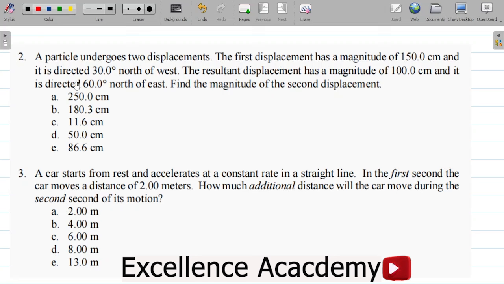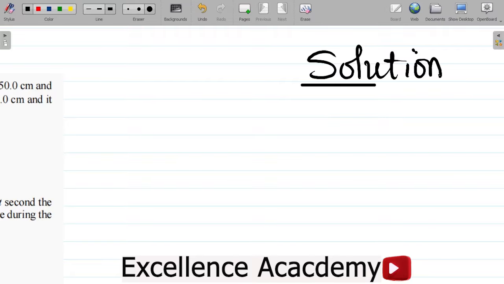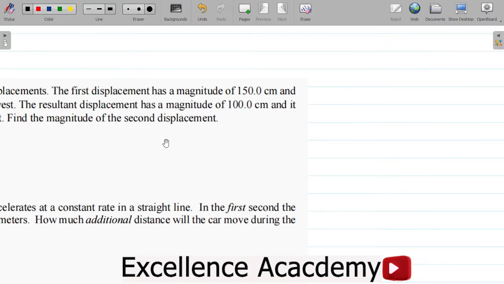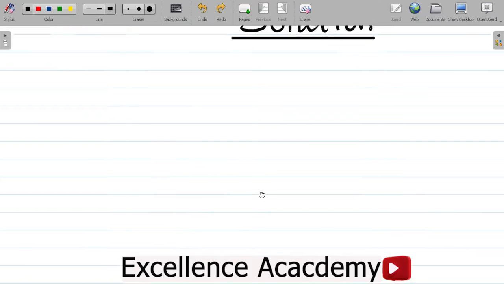All right, you have your options here. Now, how do we solve this question? Go straight to the solution. So, solution for this question, the first thing we want to consider is your first displacement. Now, don't forget that you're given two displacements, as you can see here in the question. Now, they mentioned the coordinate for the first displacement. They said the magnitude is about 150.0 centimeters, and the direction is north of west. Let's go draw this in a Cartesian coordinate system.